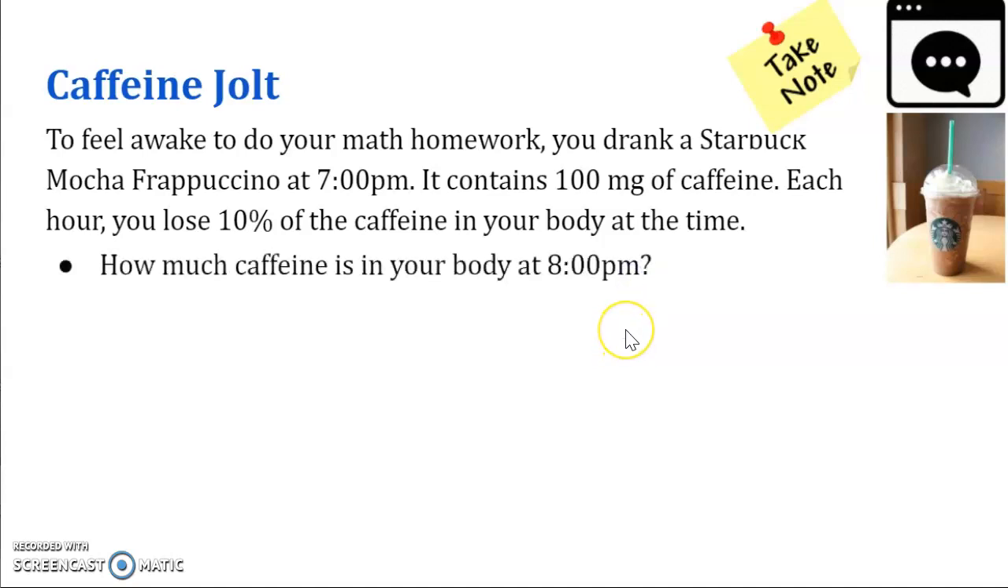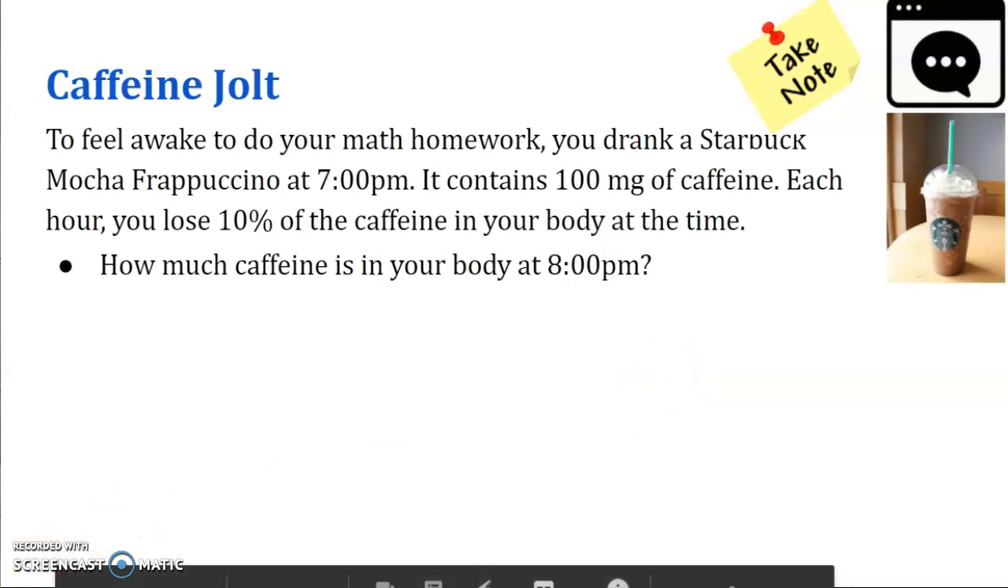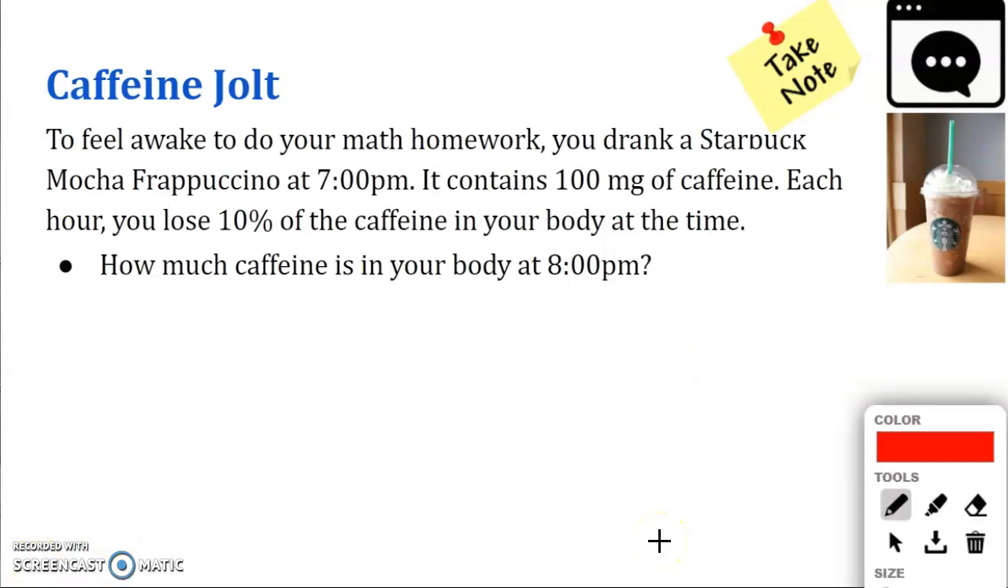Alright, so the first question is, how much caffeine is in your body at 8 p.m.? Okay, so that's 1 hour after. What is the percentage, or how many milligrams of caffeine is in your body? Can you try to calculate that? So how would we do this? Well, we know that 10% is lost. So what I could do is find the 10% of 100 milligrams.